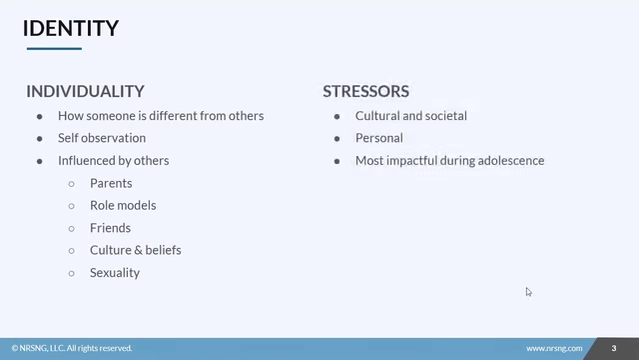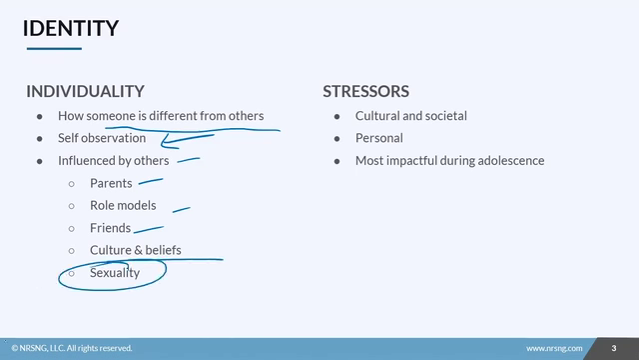And the first one we're going to talk about is identity, which is how a patient views themselves in comparison to other people. So it's how someone is different from others. It's done through self-observation, and it's heavily influenced. So parents, role models, friends, culture and belief systems will do it. Sexuality will also influence a patient's or a person's identity. For me, Robin Williams was a huge influence on my childhood, which kind of attributes to my goofy and animated nature sometimes. So that's how he influenced my identity.